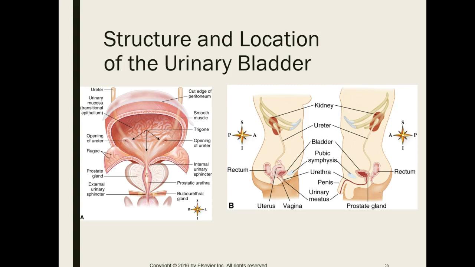So here we can see the structure of the bladder. This would be the bladder here. Ureters come behind and then secrete the urine into the bladder. In males, the bladder sits directly above the prostate gland, and in females, you find the bladder underneath, tucked into the uterus.